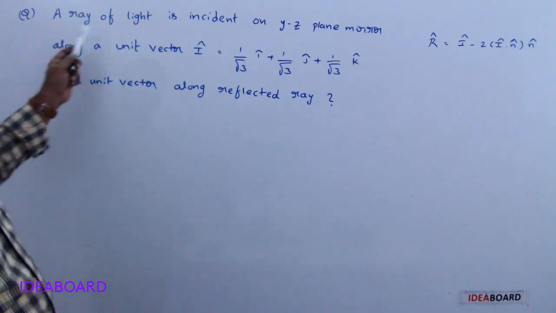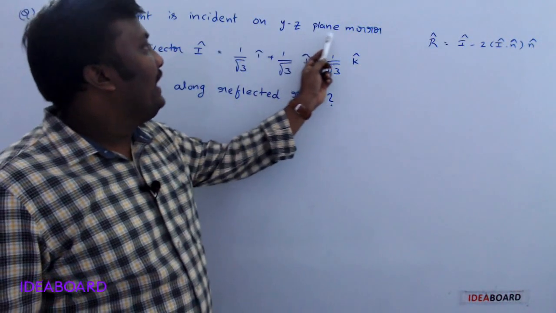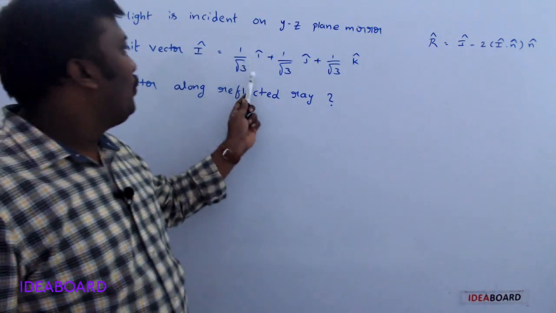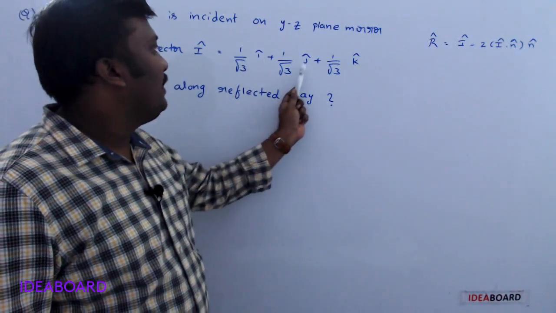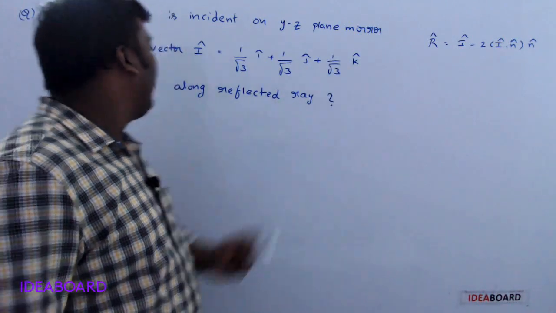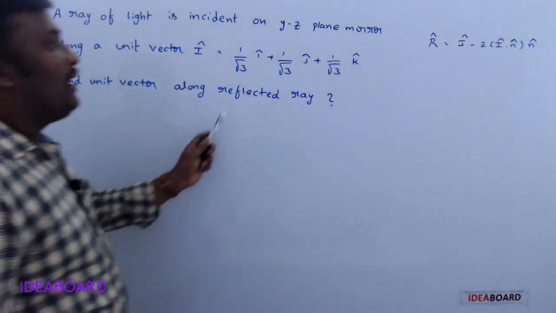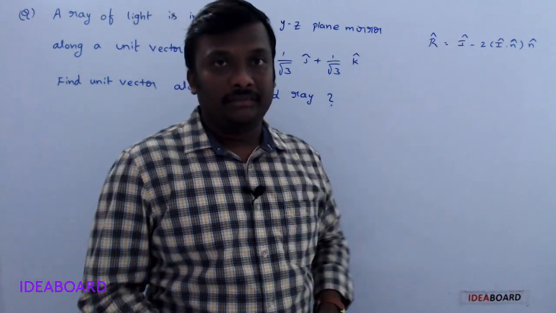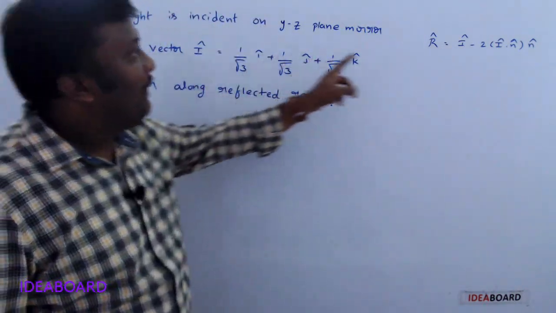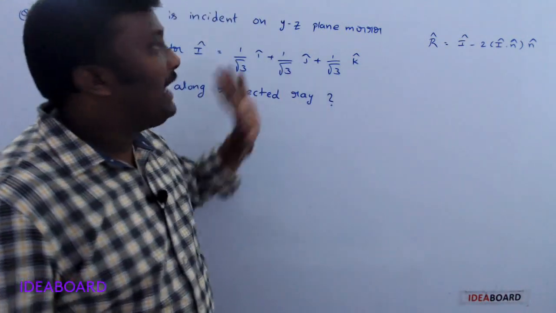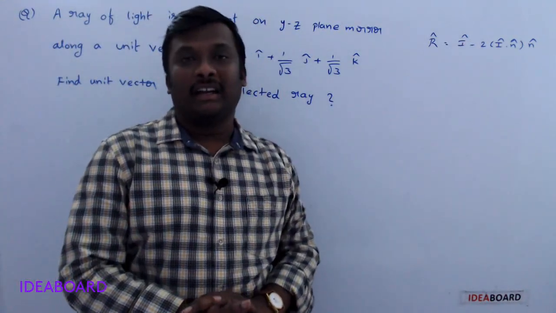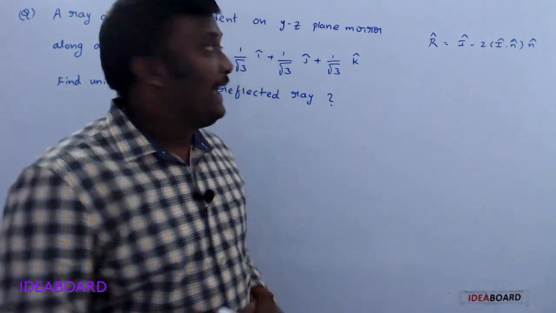A ray of light is incident on a YZ plane mirror along a unit vector i cap equal to 1 by root 3 i cap plus 1 by root 3 j cap plus 1 by root 3 k cap. Find the unit vector along the reflected ray. Means they are asking r cap and they have given the i cap value. So if you know n cap, then by using that formula we can find the answer. Okay, what is n cap?